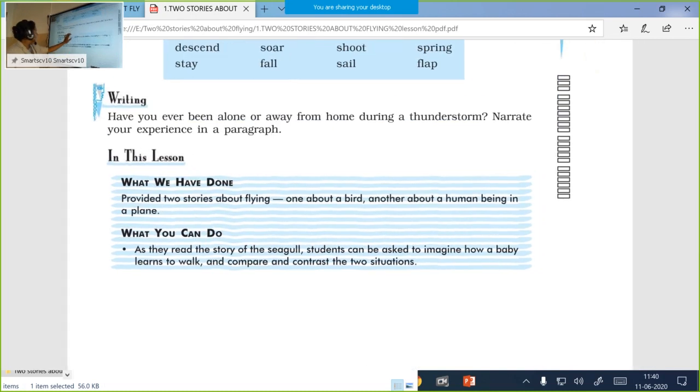And you get more speaking as well as writing tasks below that. You're asked to narrate one of your experiences when you had been alone during a thunderstorm, how you felt then, or how scared you were, and so on. You can write a paragraph on that particular experience.